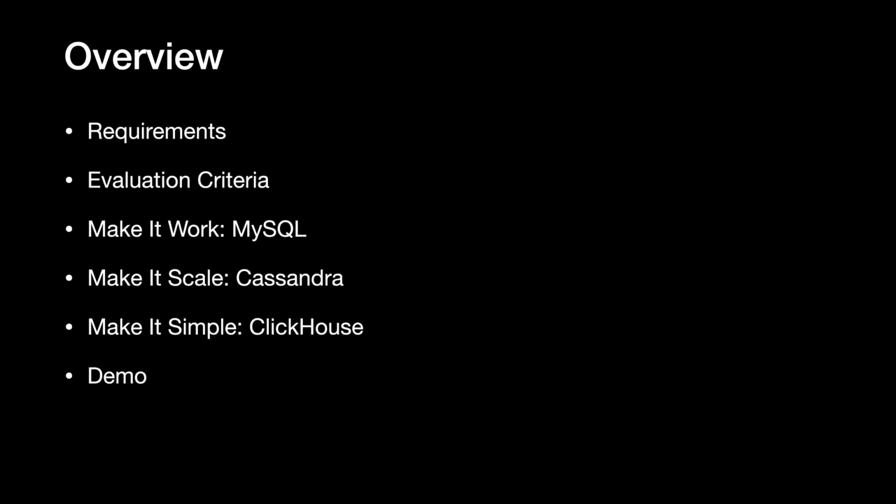Here's the overview of today's presentation. First, we're going to talk about the requirements that we're going to have for our backend system. Then we're going to distill those down into the evaluation criteria that we'll use to look at our architecture and figure out what's going to work for us. And we'll talk about the different data stores that we looked at. First, we used MySQL for our proof of concept. Then we used Cassandra to make it scale. And then finally, we used ClickHouse to make our architecture much simpler. I suspect that most of you haven't heard of ClickHouse, but we really like it here at Embrace, and I hope that this presentation will be a nice little intro to it. And then we'll close out this part of the presentation with a little demo.